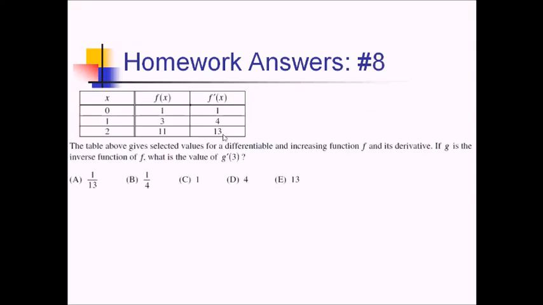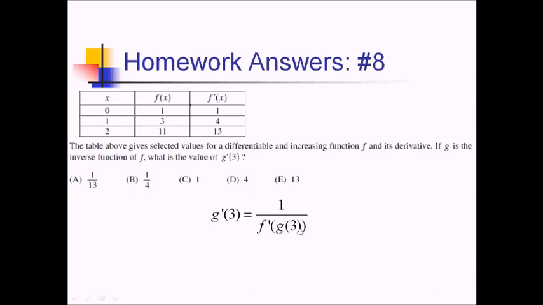On number 8, we've got this table with selected values of f. If g is the inverse of f, what's the value of g prime of 3? So for this, we're going to use the inverse derivative formula. G prime of 3 is going to equal 1 over f prime of g of 3. And we'll make sure we plug 3 in there as well.